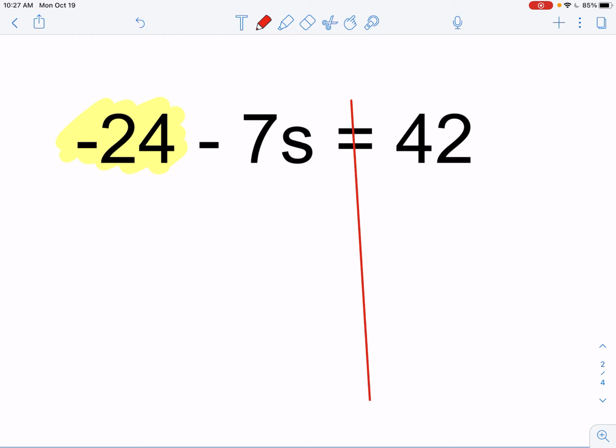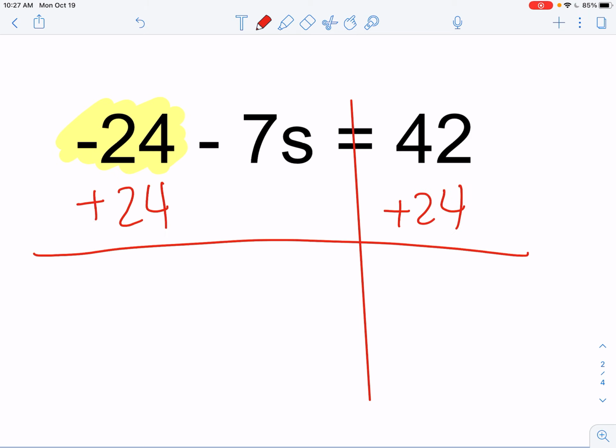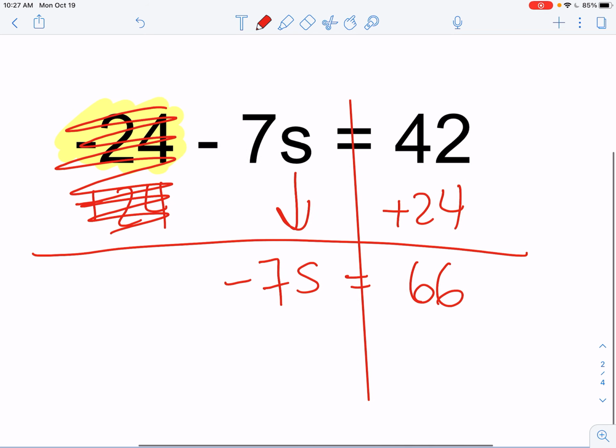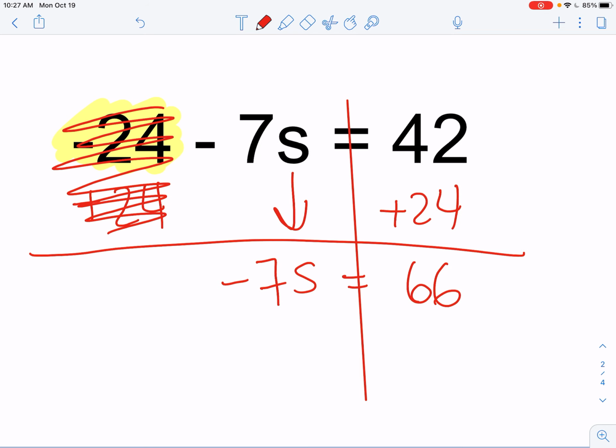Now, in order to eliminate that negative 24, we would have to add 24 to both sides. And that way you can cross it out, and we know that 42 plus 24 gives you 66. Bring down the negative 7s, so be careful that you do not forget that minus symbol, which is your negative. And now we have negative 7s equals 66. Then you would have to divide both sides by negative 7, because again, that negative 7 is our coefficient. And then we can solve for our variable, which is 66 over negative 7.